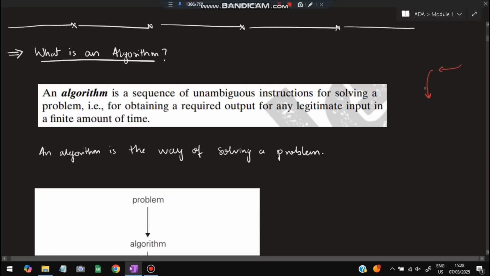In this situation, the steps you followed, if you note them down, are the algorithm for buying an apple, the way to solve a problem. An algorithm is a sequence of unambiguous instructions for solving a problem, for obtaining a required output for any legitimate input in a finite amount of time. In other words, an algorithm is the way of solving a problem.